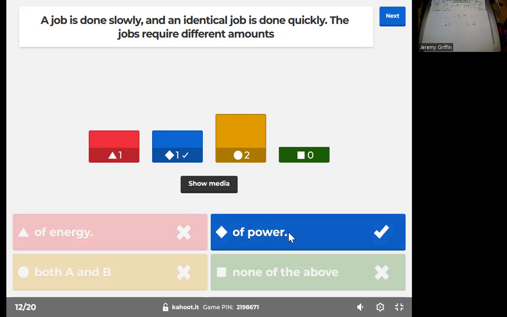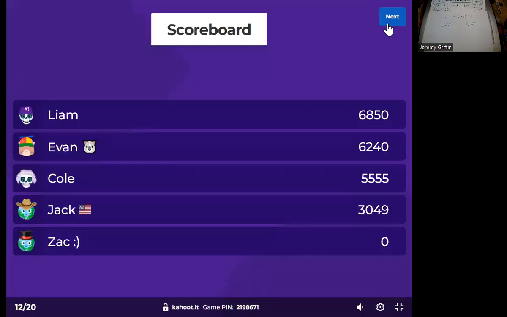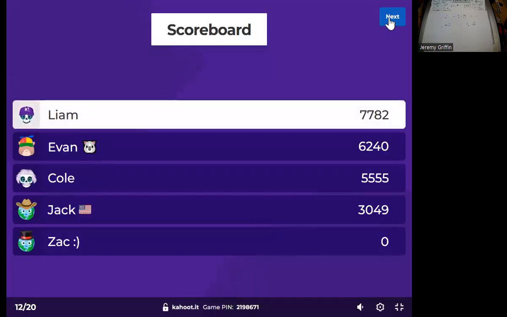So you guys know power is work divided by time. So it's the same work, but divided by different time intervals. So the job that's done quickly, you're dividing by a small time interval, which is a huge amount of power. It might be like 1,000 watts. But the job that's done slowly, that's a large time interval. So work divided by time, you're dividing by a large number of seconds. So that might be like, I don't know, 300 watts or something. So in the end, it's the same amount of work, same amount of energy, but at different rates, different power outputs, different numbers of watts. All right, who got that? Liam got that. Extended the lead.